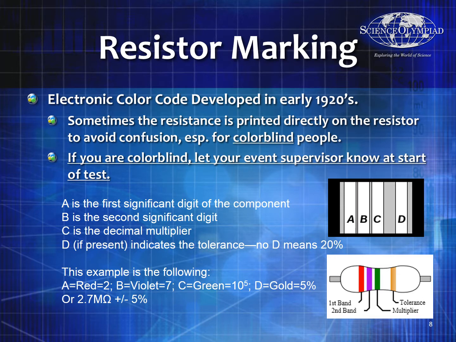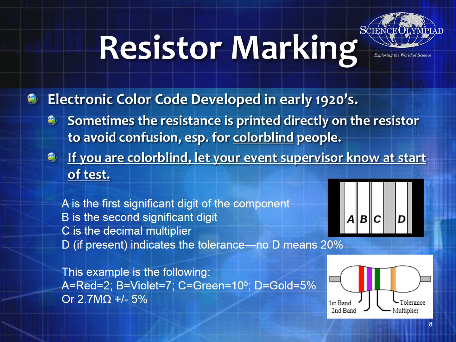But one of the things to keep in mind is that another common hands-on activity is to give you resistors and then have you look at the resistors and be able to tell what they are by their color-coded markings. Generally there are 4 markings on a resistor: A, B, C, D. A is the first significant digit of the component, B is the second significant digit, C is the decimal multiplier, and D, if it's present, it's not always present, indicates the tolerance.